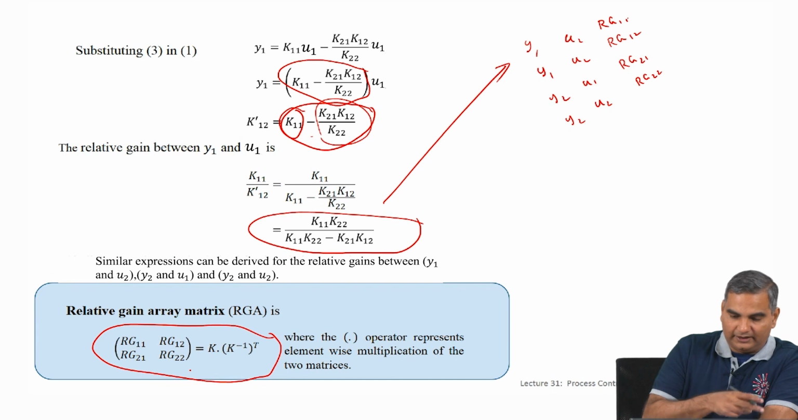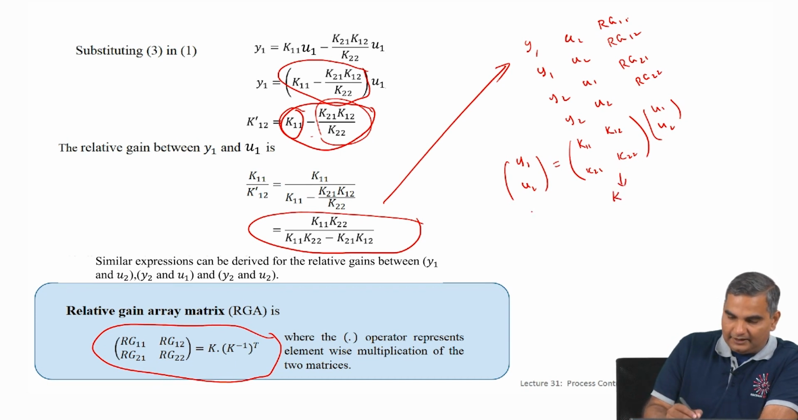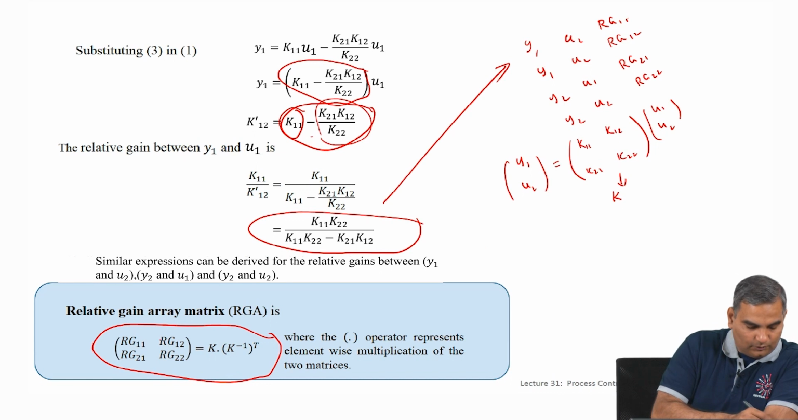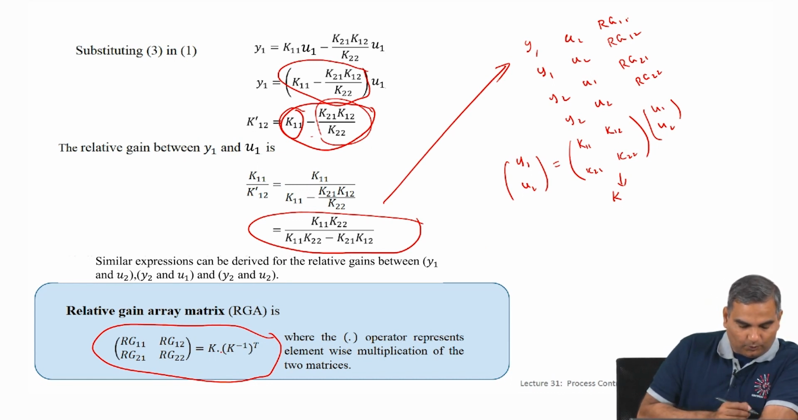Basically, if I want to get the relative gains, I start with the standard gains, which are k11, k12, k21, k22. If I have y1 and y2, the standard gain matrix k will be k11, k12, k21, k22 multiplied by u1 and u2. If you call this the k matrix, then the relative gain matrix, which is RG11, RG12, RG21, RG22, is k dot, and I will explain what this dot means, k inverse transpose.